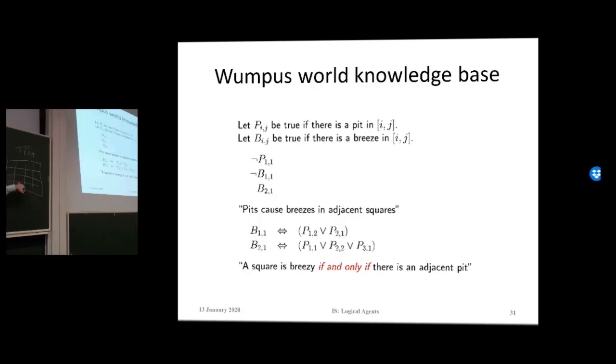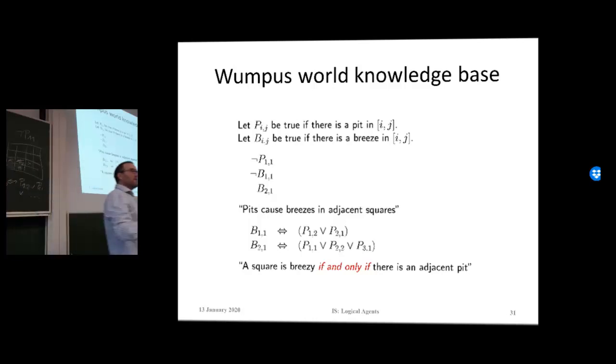So I have to add that if there is a breeze in 2-1, then there is a pit either here or here or here. And then I do the same for 3-1 and for 4-1, and then for the ones in the middle, I have to do the four around. So if I have a breeze in 2-2, then it is either a pit in 2-1 or in 1-2, this one or 2-1 or this one.